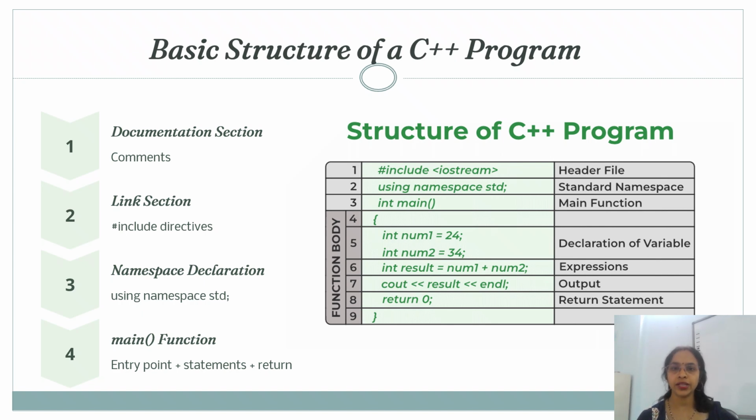This is the header file, that is #include <iostream>. This is the using namespace std, the standard namespace. int main is the main function. Then we start the curly braces, and in between the curly braces we declare the variables. Expressions are also here. Various outputs and inputs are declared, and finally the return statement is there. All these declarations are in the main function.